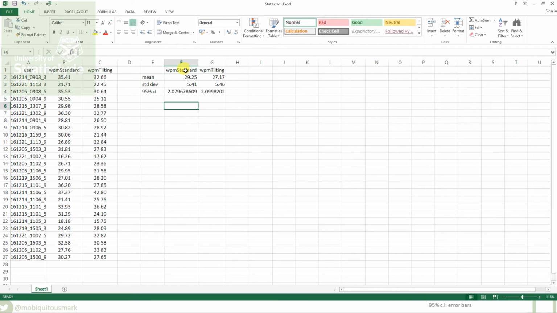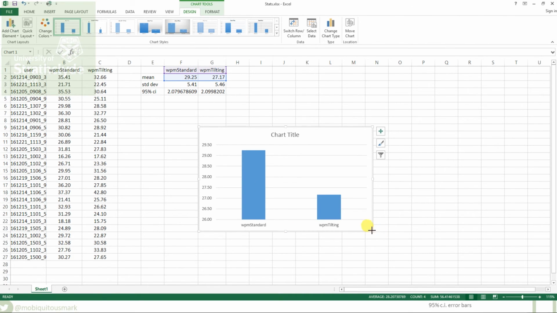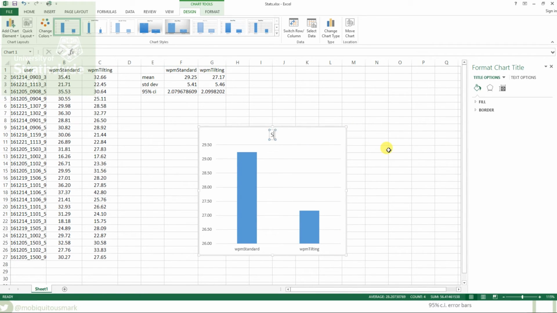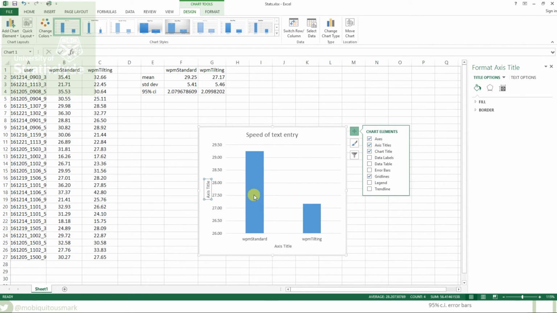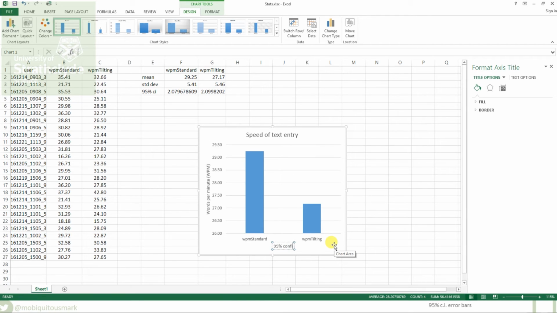So I can now take my data, my means, plot them by doing insert graph, column graph. You should give it a title. So this is speed of text entry. You should then, with the plus thing, add axis titles. On this axis you want to put the scale, so it's words per minute, or WPM. On this axis, there's not much to say actually, so I just say 95% confidence interval error bars.